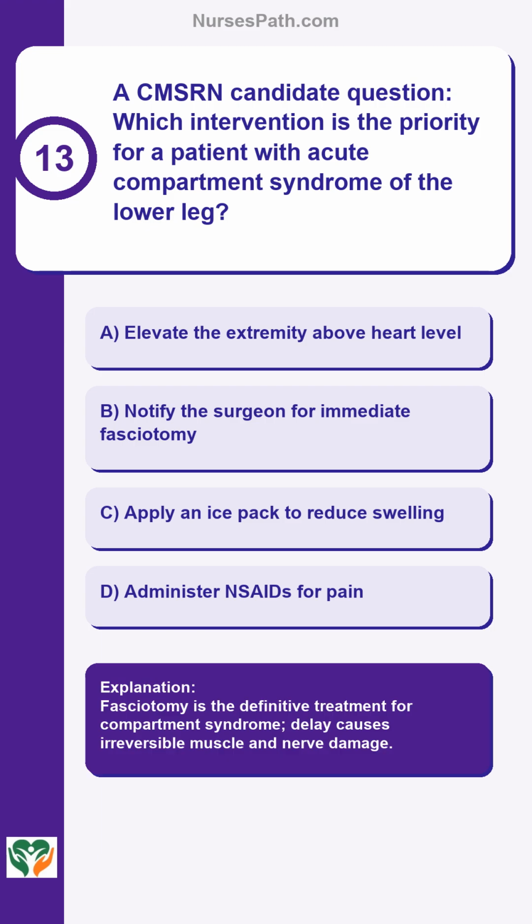Fasciotomy is the definitive treatment for compartment syndrome. Delay causes irreversible muscle and nerve damage.